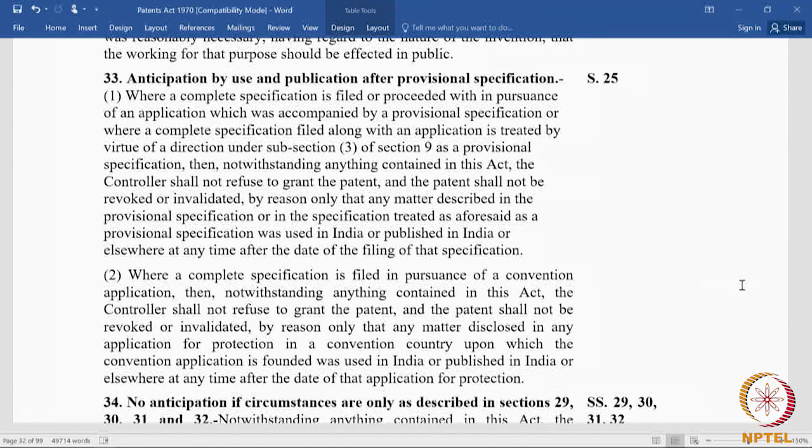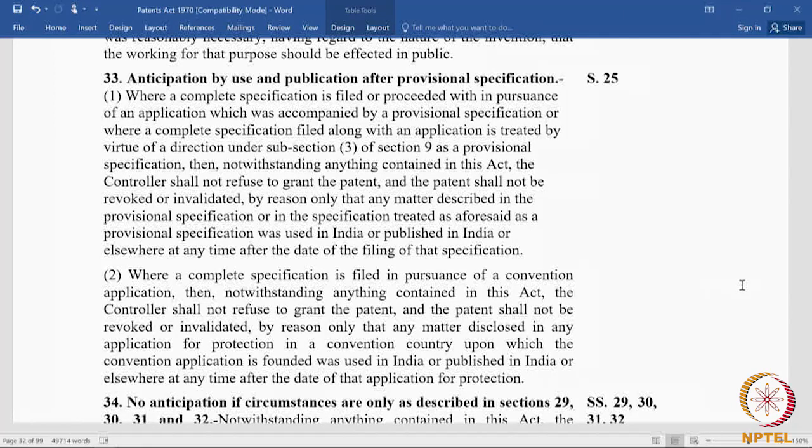33 says, where a complete specification is filed or proceeded with in pursuance of an application which was accompanied by a provisional, or where a complete was filed along with an application is treated by virtue of section 9(3) as a provisional. This is what we call downgrading a complete into a provisional. The Act calls it a purported complete specification, and a specification purporting to be the complete specification. So 9(3) talks about where you can file a complete and downgrade it to a provisional.